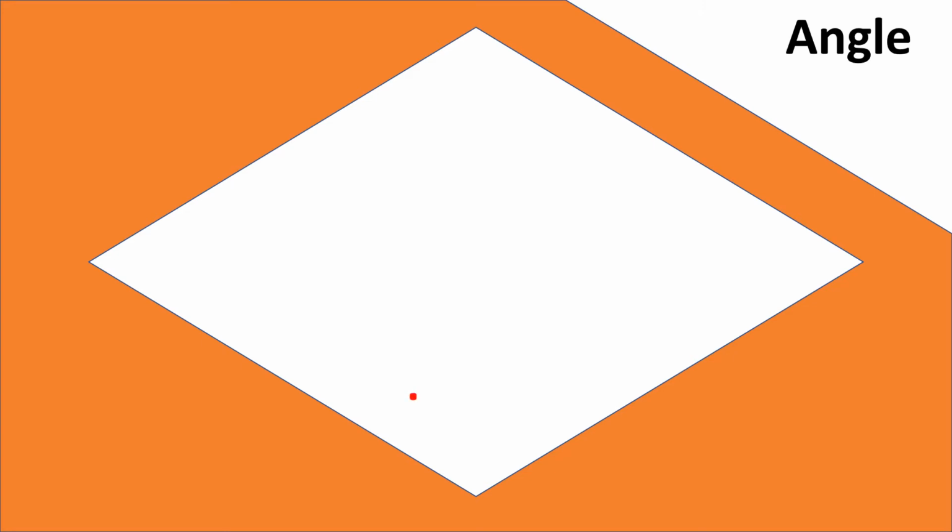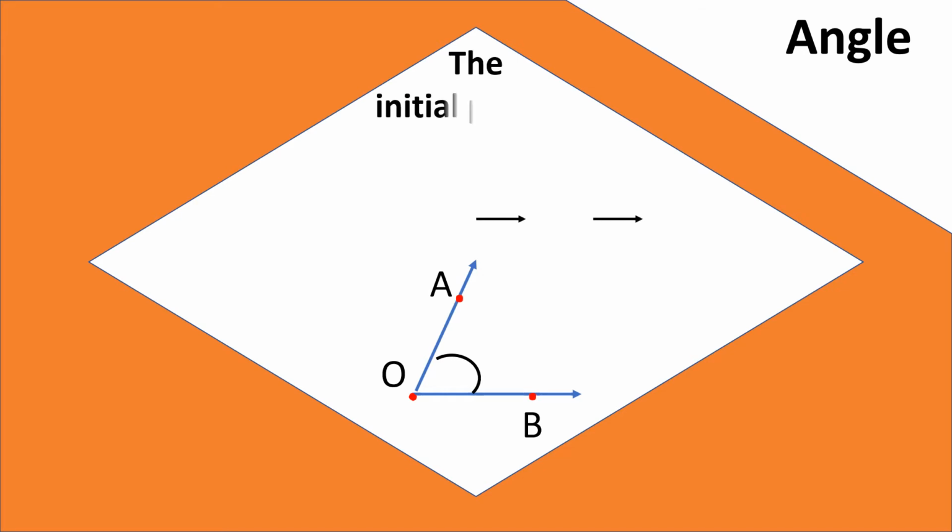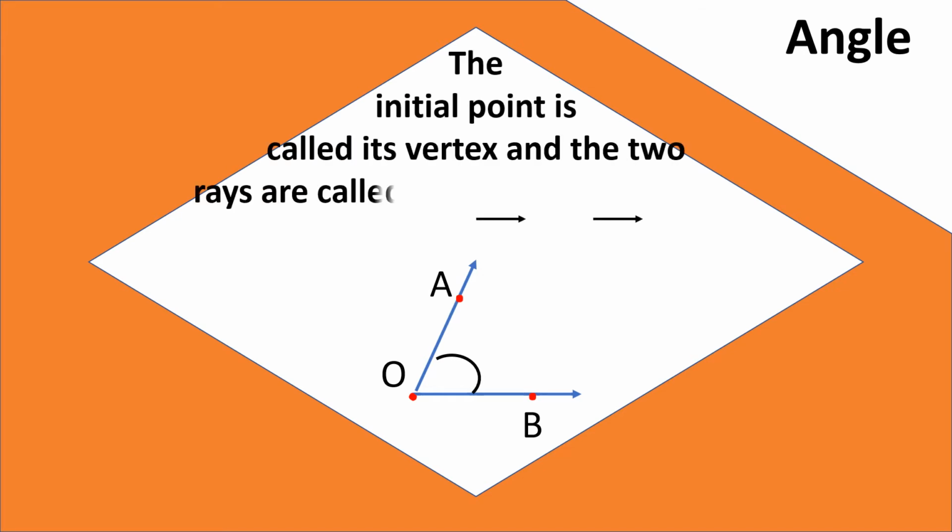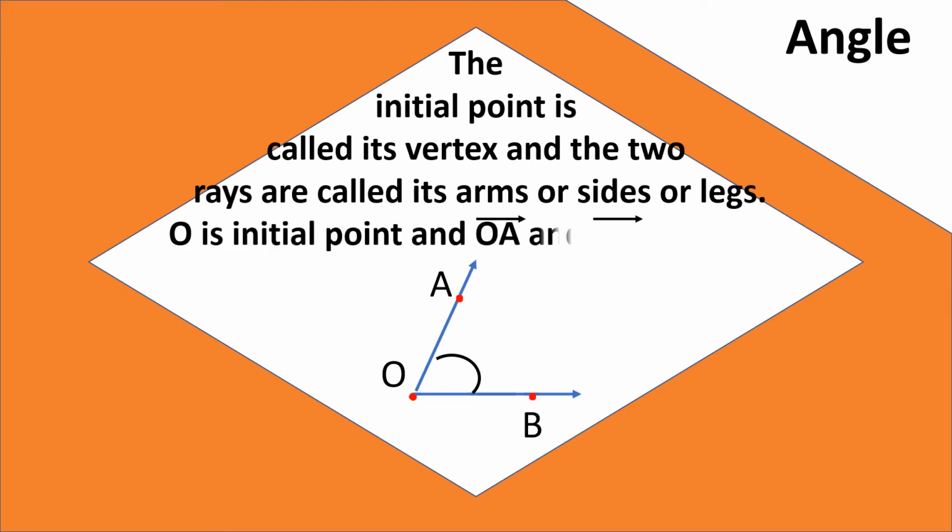Now just observe this angle again. Two rays and a common point O where an angle is formed. Now this common point O, which is also called an initial point, is its vertex, and the two rays OA and OB are called arms of an angle, or we can say they are legs of an angle or sides of an angle, etc.